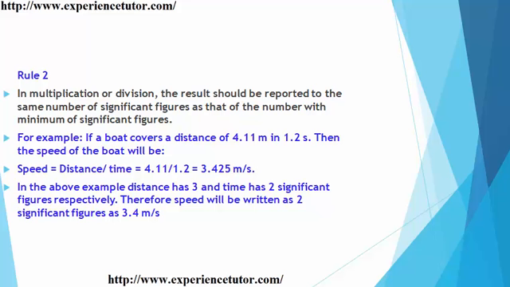Rule 2. In multiplication or division, the result should be reported to the same number of significant figures as that of the number with the minimum number of significant figures. For example, if a boat covers a distance of 4.11 meter in 1.2 seconds, then the speed of the boat is equal to distance upon time, which is 4.11 upon 1.2, is equal to 3.425 meter per second. In the above example, distance has 3 and time has 2 significant figures respectively. Therefore, speed will be written with 2 significant figures as 3.4 meter per second.